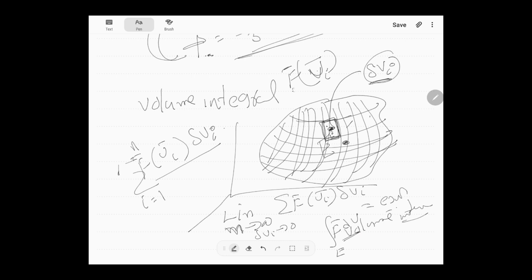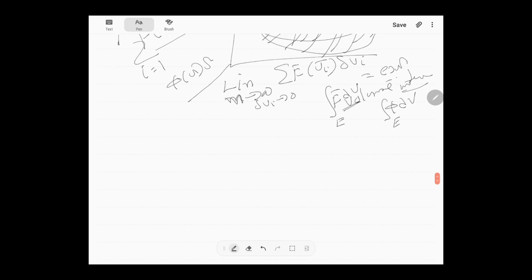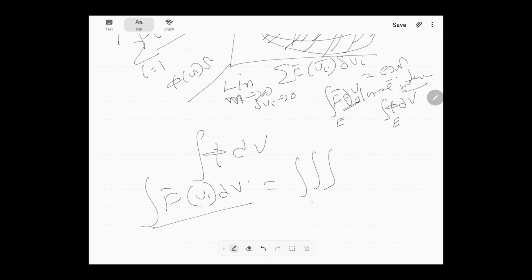Instead of the vector point function, if you take only a scalar point function, you will take the phi value at ui bar into delta v. In that case, your volume integral will be integral over E of phi dv. If you have a scalar function, this is phi dv. If you have a vector point function, then you have f bar dv. So this is another way of representing it.